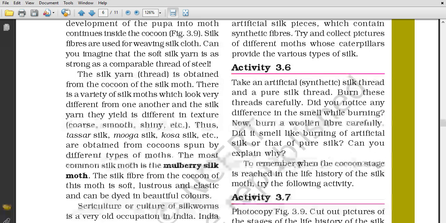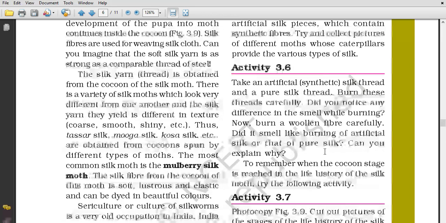Can you explain why? So it is written that we have to burn both the threads carefully, and then we just have to smell them. What is the difference in their smell? And now we have to burn a woolen fiber. So we have to think in which smell it matched, that of pure silk or that of artificial silk. You have to give the answer of this question in the comment box.